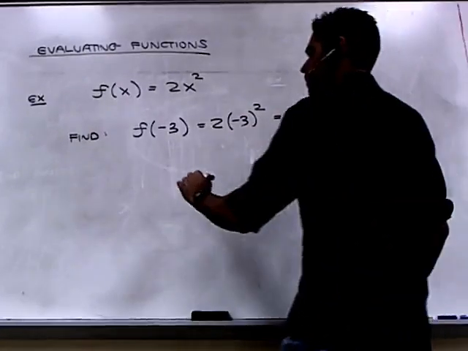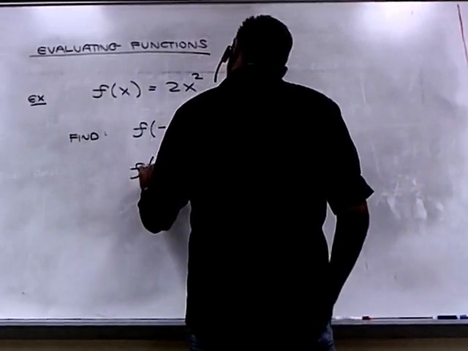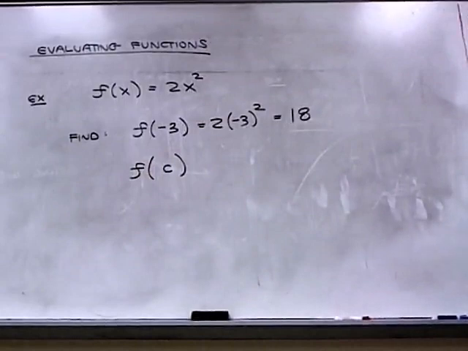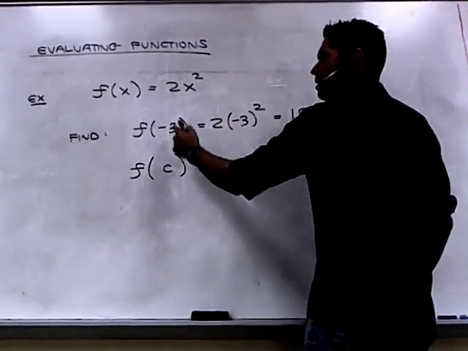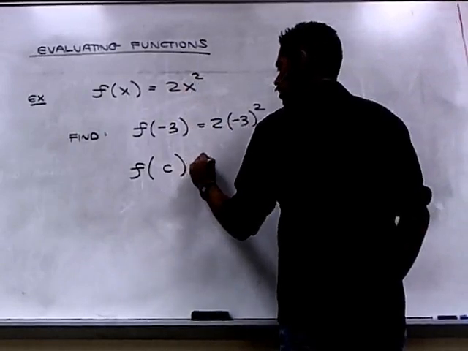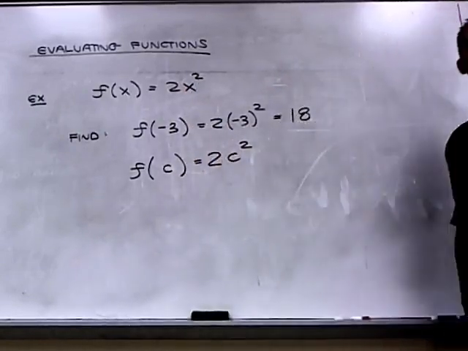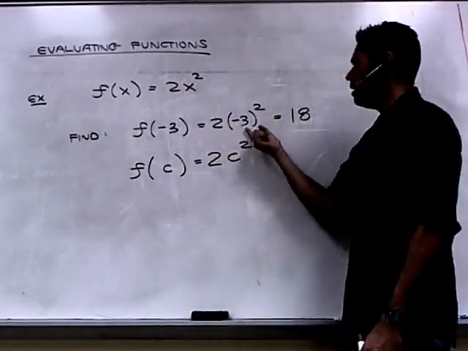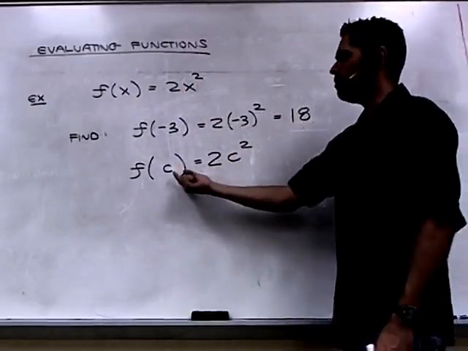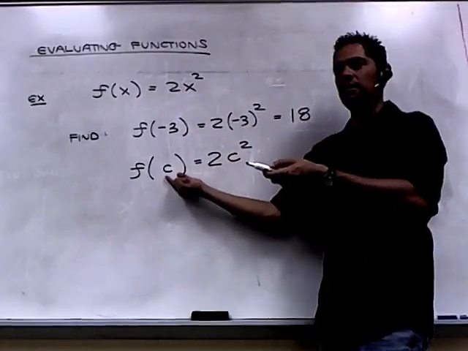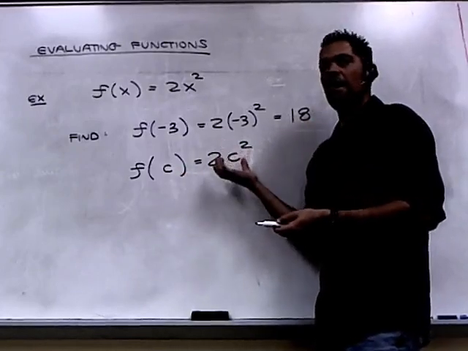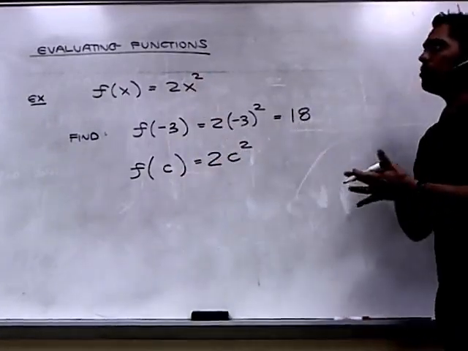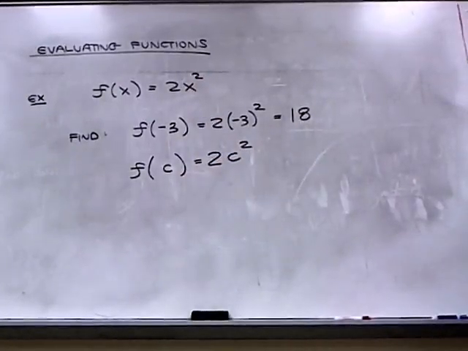What about this? What's f of c? So all you're doing is replacing the x with c, right? So you get 2c squared. See here, when I had f of negative 3, all I did was I came up here, I replaced the x with negative 3, and then I got a number, right? Here, I didn't plug in a number, I plugged in a letter, didn't I? And it spit out something with that letter in it, right? So what we're trying to do is see if it's okay for us to plug things in that aren't necessarily numbers.